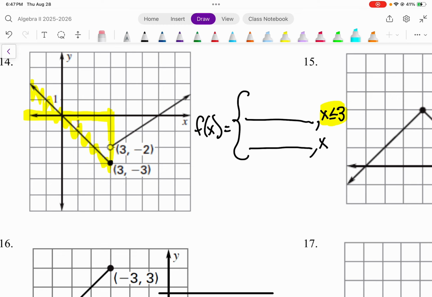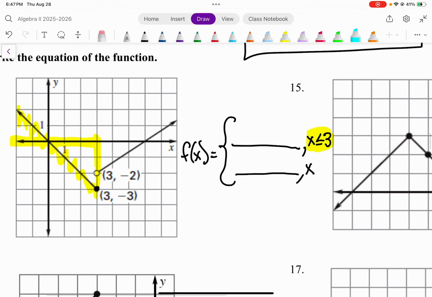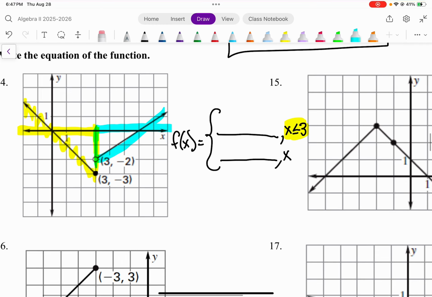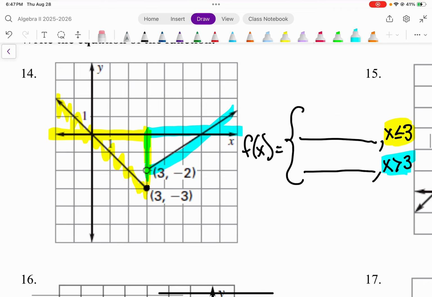Then the one on the right side also starts at 3 and is going towards the right. With that one, the right is the larger value. So when we write our inequality, it's also including the 3 and x is greater than 3. This one is an open circle, so we do not include the or equal to. Once I know that, I need to write my equation of each of these lines.